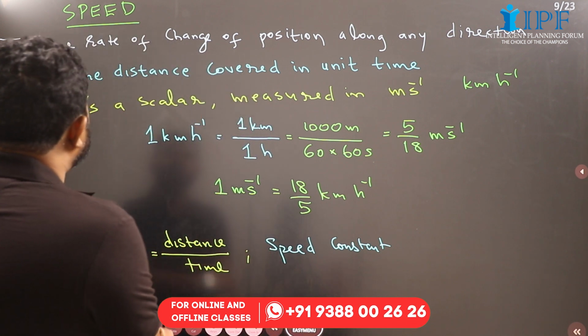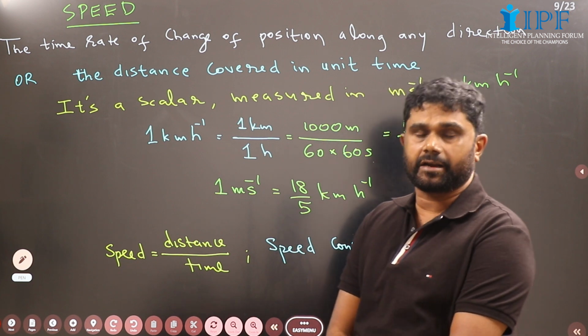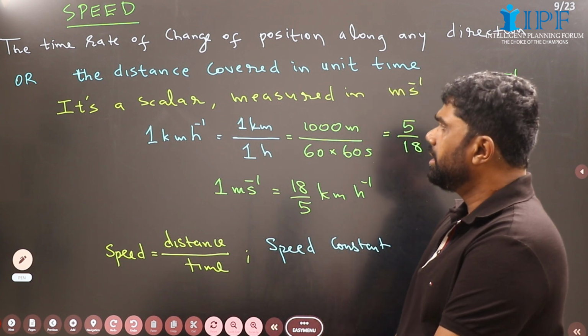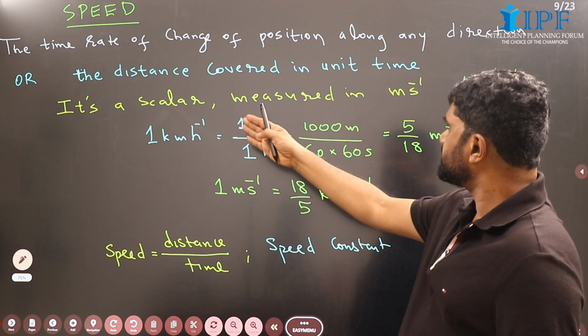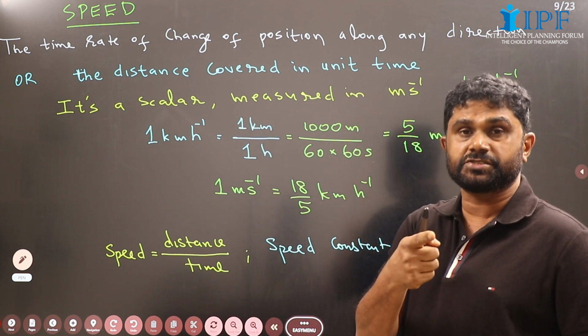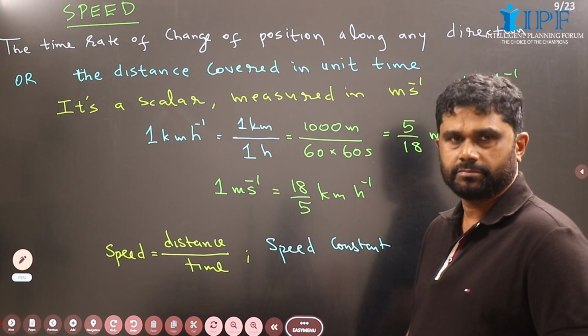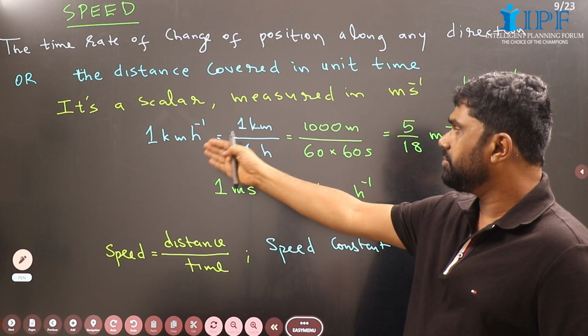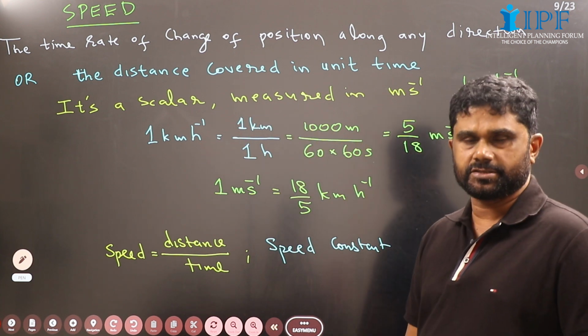The time rate of change of position along any direction means the speed is a scalar. We are not taking the direction here, just the distance covered in unit time. It is a scalar measured in meter second raised to minus 1, or you can measure it in kilometer hour raised to minus 1. Now let us convert 1 kilometer per hour into meter per second.